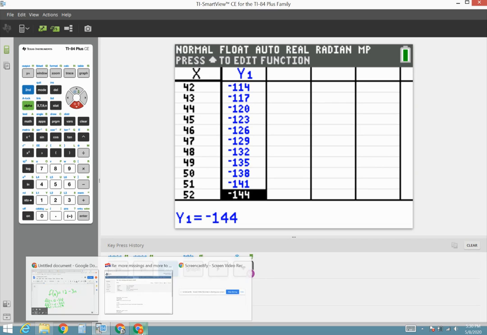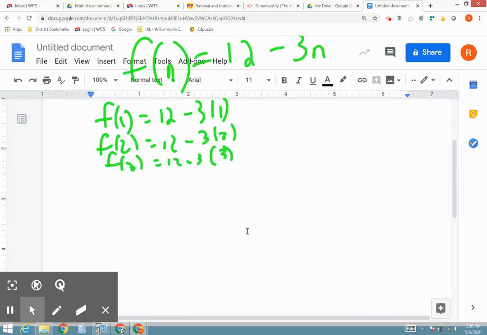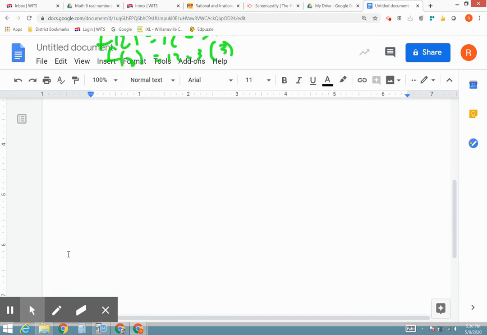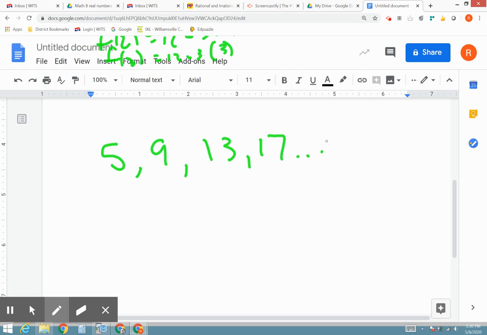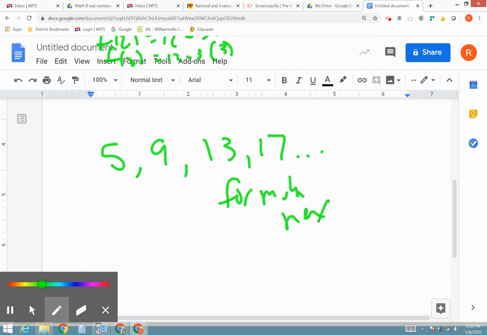Another thing that I can do is, let's say they give me a sequence. Let's say they've given me this sequence: 5, 9, 13, 17. They want to know the formula and the next, let's say, 3 terms. So they want the formula and the next 3.